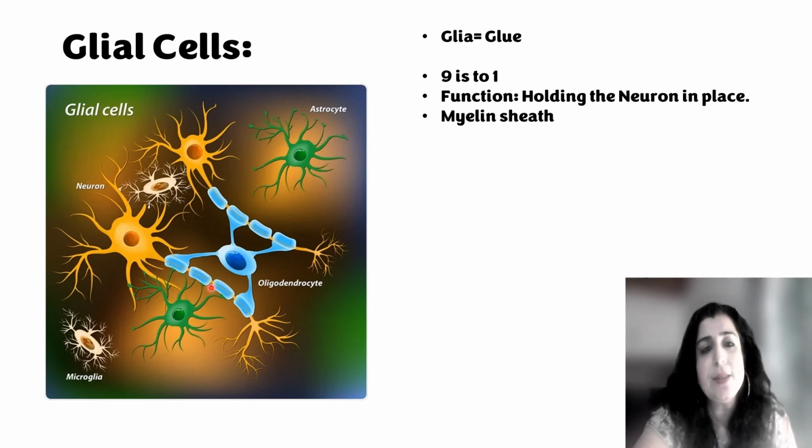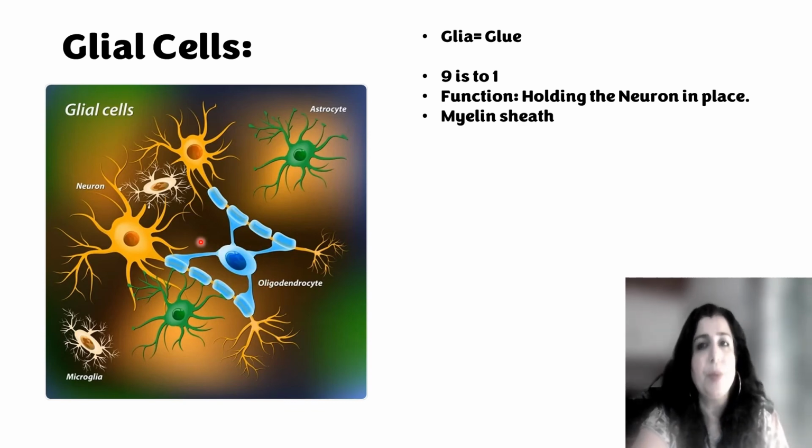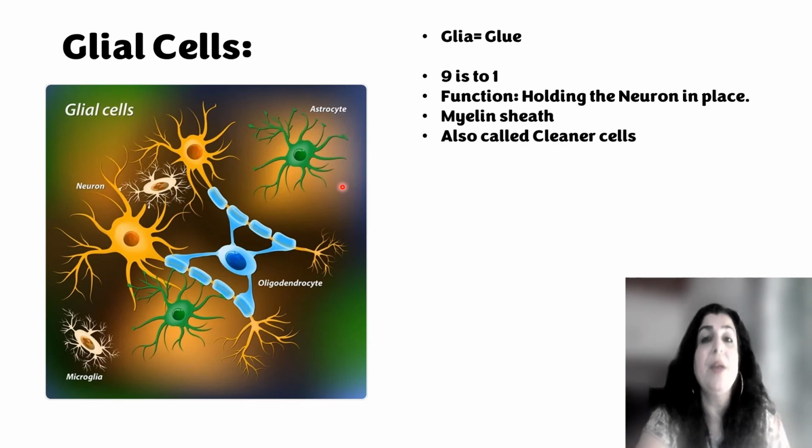Over here you can see the Schwann cells again. Over here there are also oligodendrocytes, which are a type of Schwann cell-like myelin producer. So you can see they're covering the axon, and they produce the myelin sheath. When they stop working, a lot of pathology happens in the body. So we have astrocytes, we have microglia. These are basically also called cleaners. They do the cleaning too.